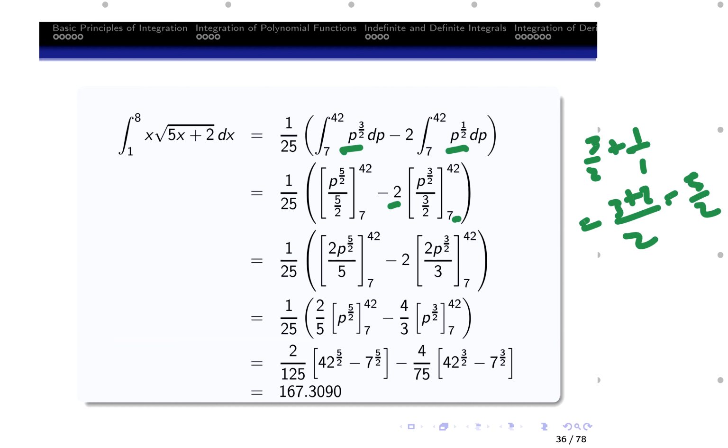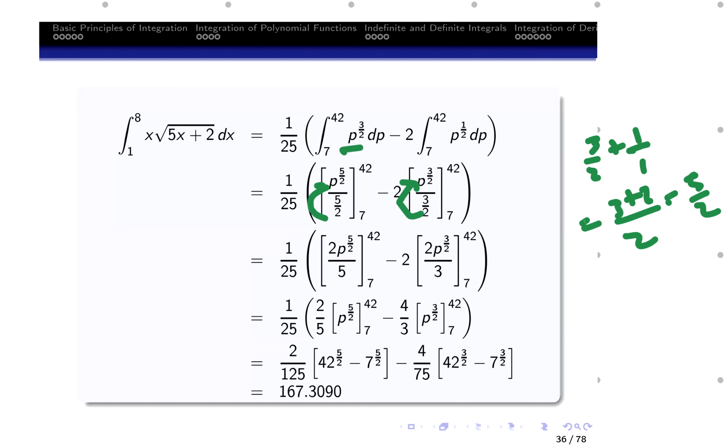All right. So the next thing is, this is 5 over 2, right? So the 2 can go up and the 5 stays down. That's why you have 2p raised to power 5 over 2 all over 5. Same here. The 2 goes up and 3 stays down. That's you dividing by 3 over 2. So you have 2p raised to 3 over 2 all over 3, of course, and you still have that from 7 to 42.